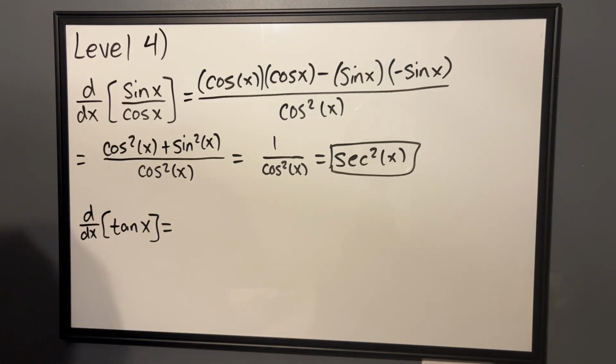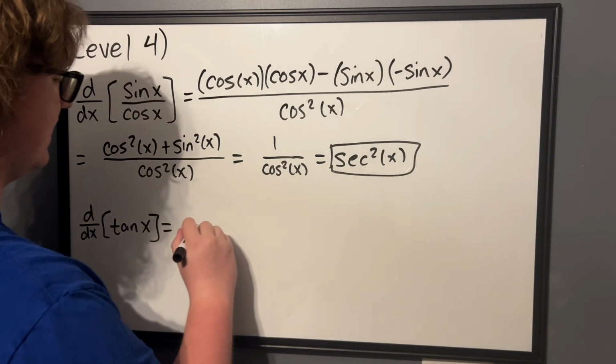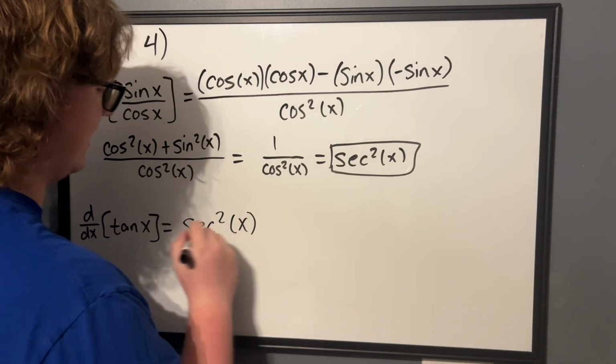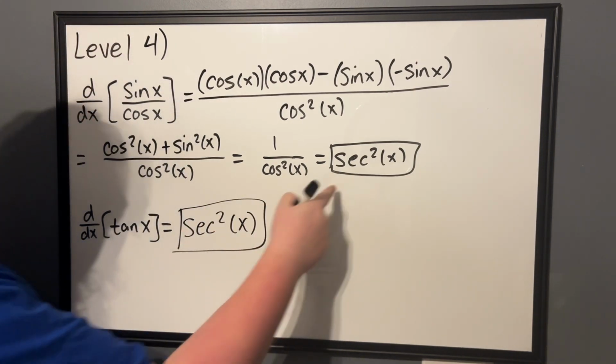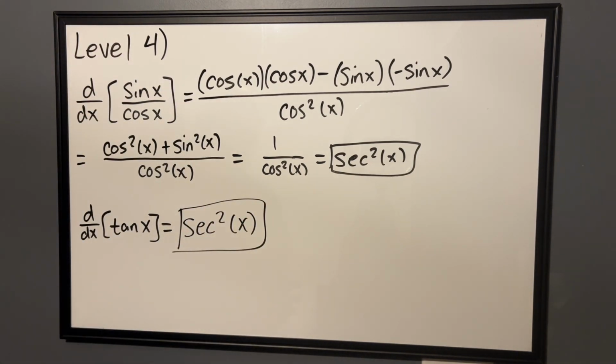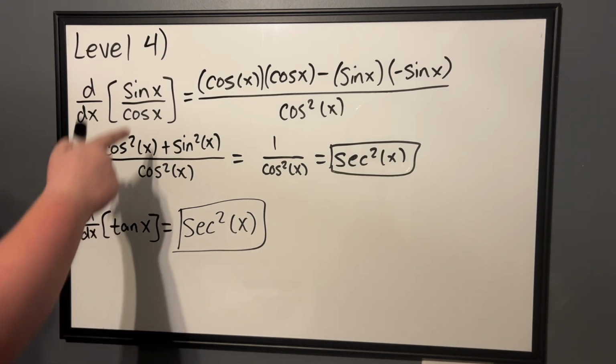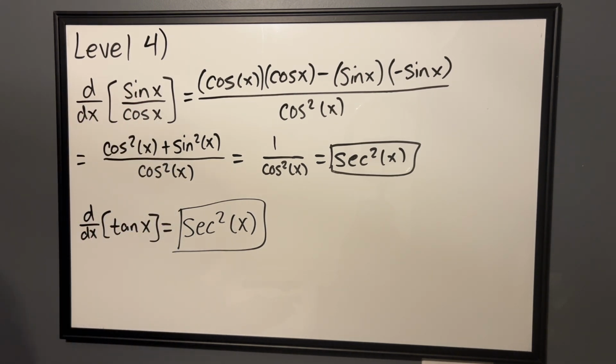And now this one is just one that we should definitely remember, right? So the derivative of our trig functions we should know by heart, and this one is secant squared of x. And of course, that is what we got by doing it with the quotient rule. Doesn't matter which way you like to do it, but you can see that this one is much quicker if you notice that sine x over cosine x is tangent x. Okay, so that's it for level 4. We're going to go ahead and move on to level 5.